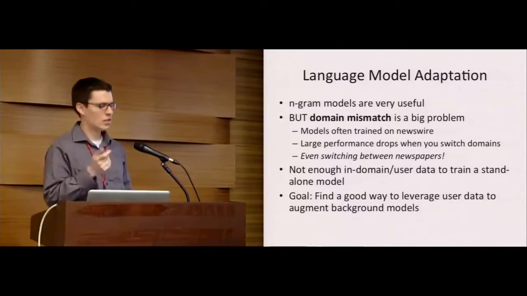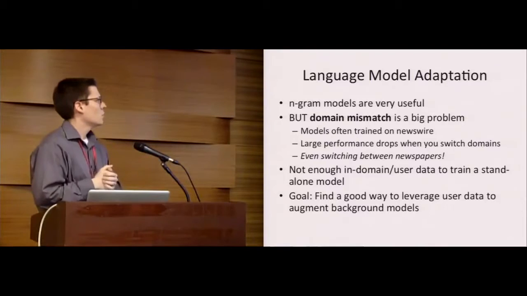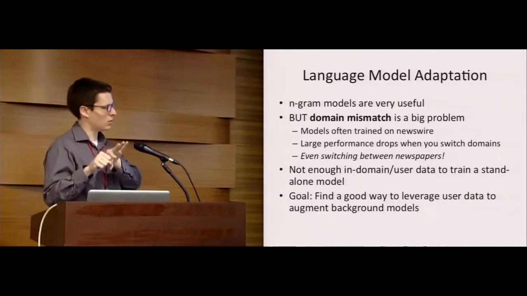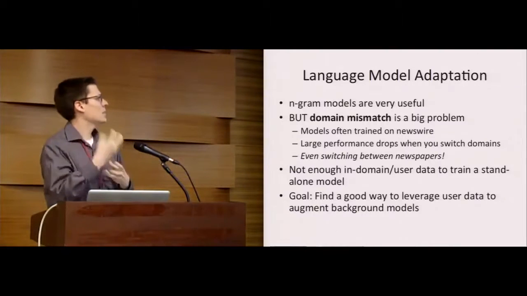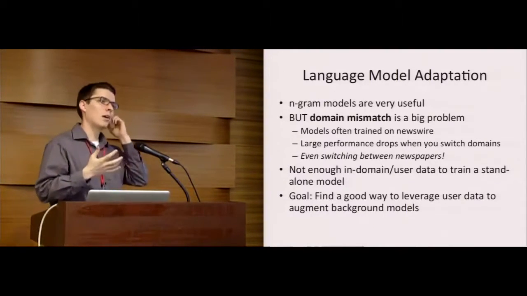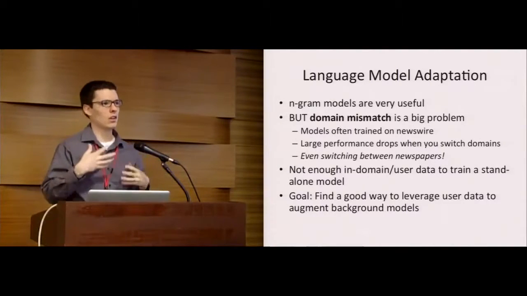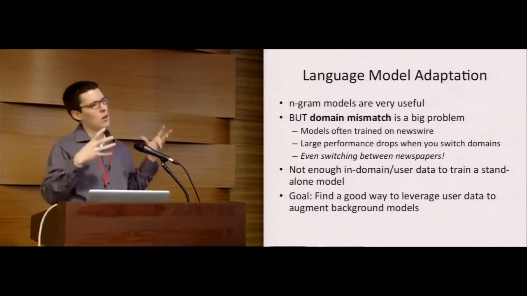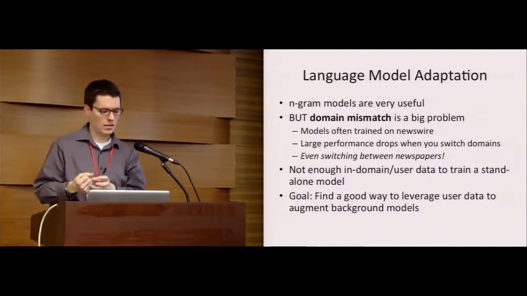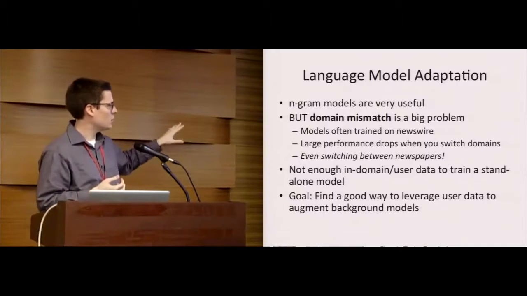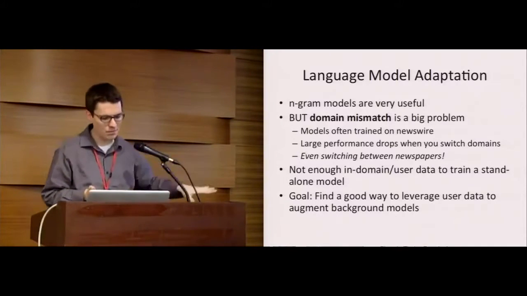So, what is language model adaptation? Well, these so-called n-gram models are useful, where you're looking at the previous few letters or few words. But mismatch in domain is a big problem. What that means is these big models are usually trained on the web or on lots of newspaper text. And if you are evaluating in a different domain, you get big drops in performance. Even, in fact, if you just evaluate on a different newspaper.